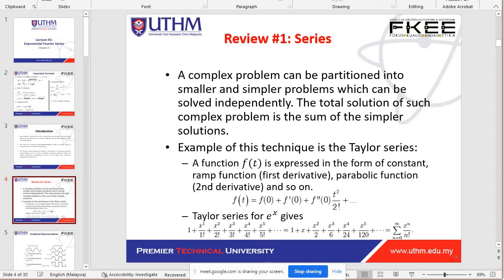An example of this technique is the Taylor series. The function f(t) is expressed in the form of a constant, ramp function, parabolic function, and so on. So if you look here, this is a combination: 1 plus x divided by 1 factorial, then divided by 2 factorial. This is the so-called Taylor series, which consists of the constant first, then the ramp function, and the parabolic function.